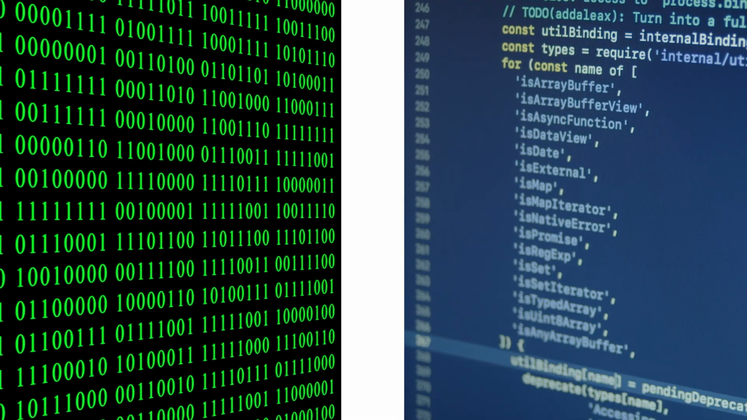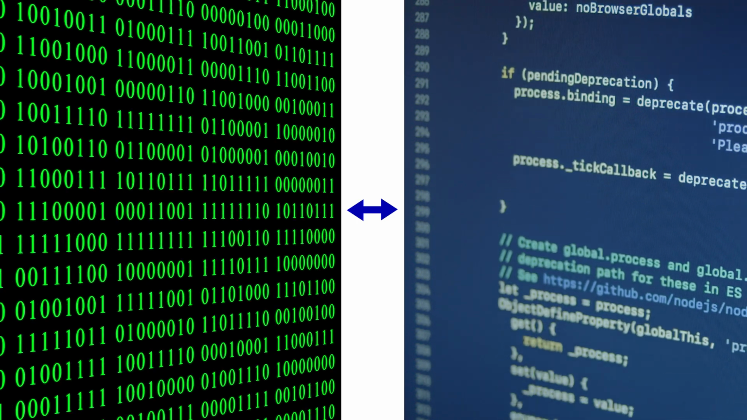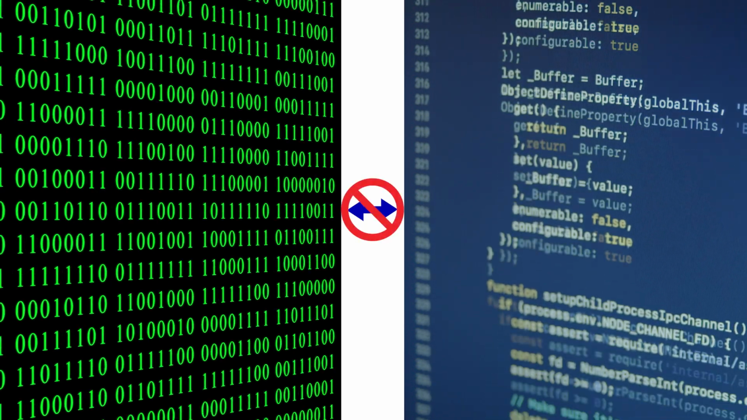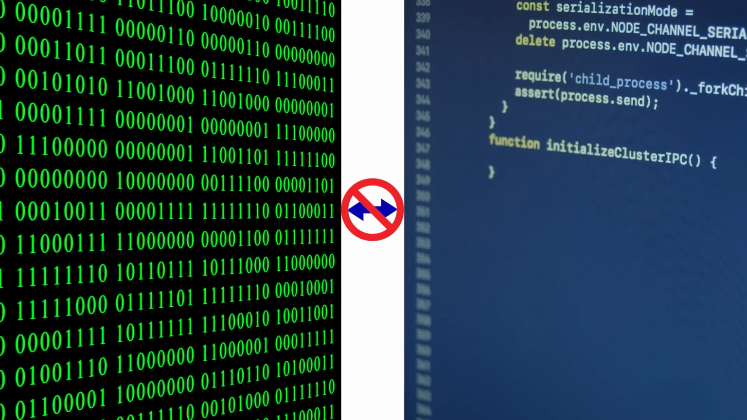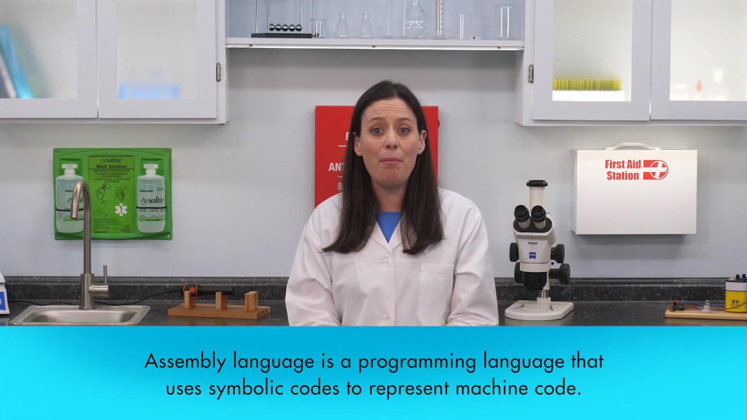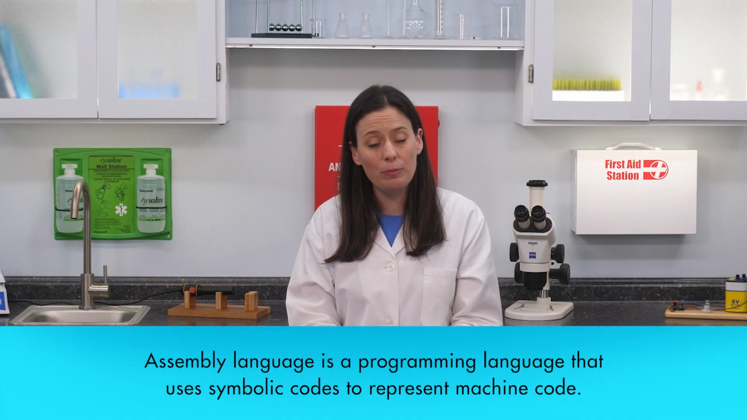Machine code interacts directly with computer hardware. However, machine code cannot directly communicate with high-level programming languages. To bridge the gap between high-level programming languages and machine code, assembly language is used. Assembly language is a programming language that uses symbolic codes to represent machine code.